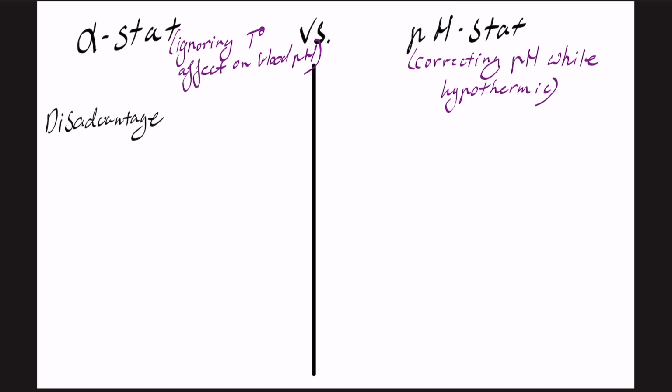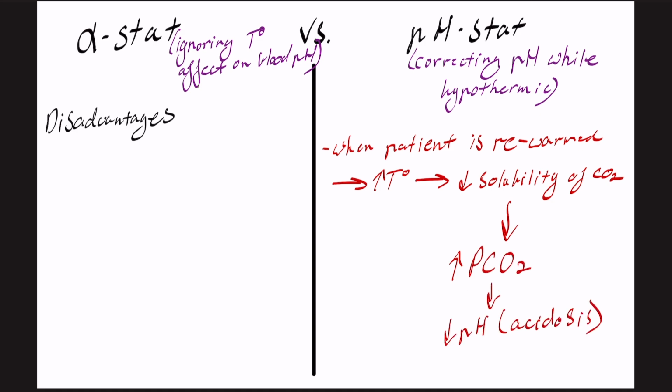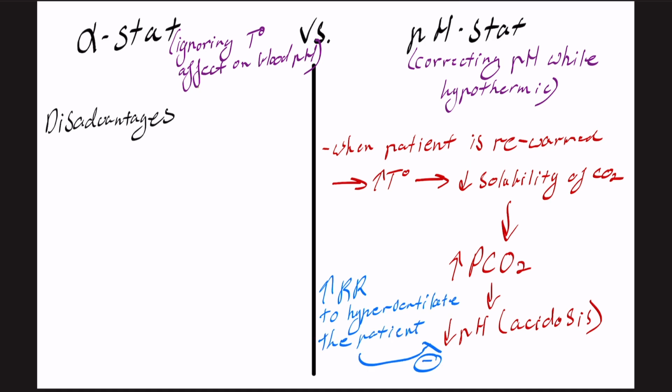As you can probably predict, an issue that you might run into towards the end of surgery is that if you were to adopt the pH stat approach and you need to start warming the patient up, all of a sudden the solubility of CO2 will decrease as the temperature goes up, meaning that your partial pressure of CO2 will also increase quite a lot, which will lead to a severe acidosis. So if you adopt the pH stat approach, you need to start hyperventilating the patient to breathe off the CO2 to counteract this.